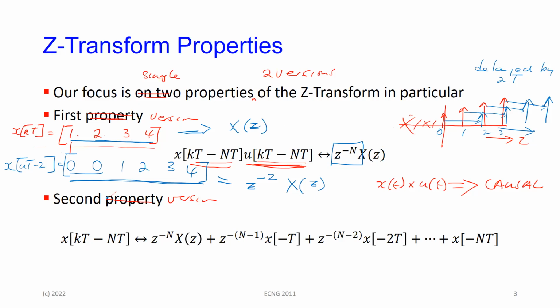The second property, which is a non-causal version, says that if I delay it by a certain amount, the Z transform is Z to the minus n, which is like this, but we're going to have some other values to take into account. And we're going to prove that formally.